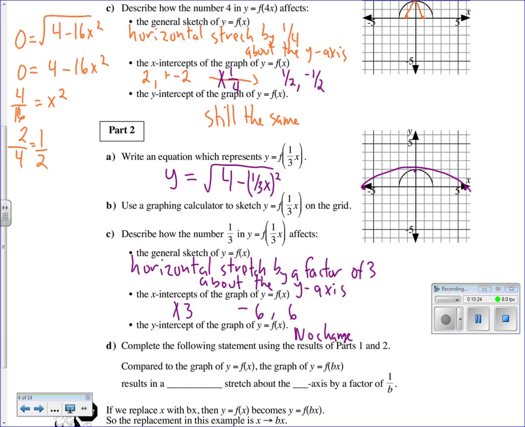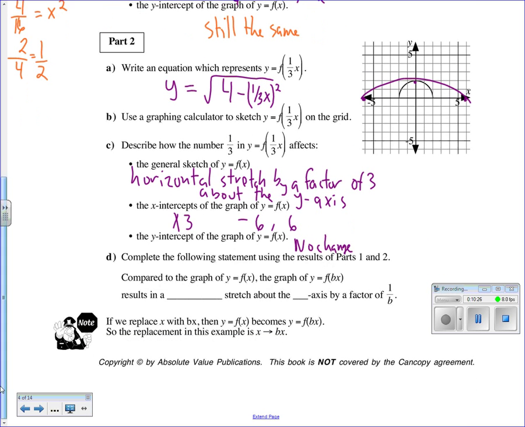And we get a chance to make a general conclusion here. Complete the following statement. Compared to the graph of y equals f at x, the graph of y equals f at bx results in a horizontal stretch about the y-axis by a factor of 1 over b. It's the reciprocal. It's opposite. So we're used to that.